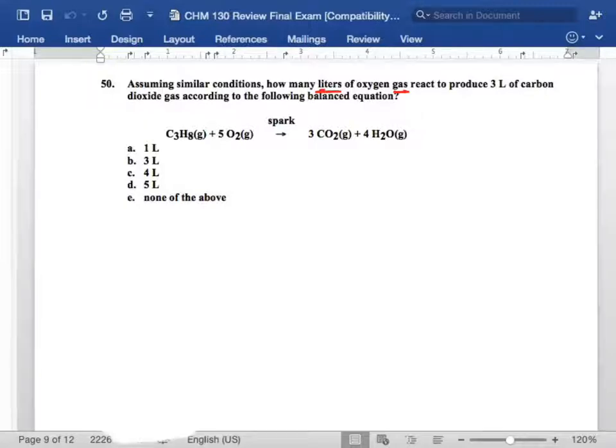Liters in gas, which should suggest what? We want liters at the end, so that could help us out. Liters in particular of oxygen gas, so I could write O2. Because it is a gas, what could I potentially be using? Right, we could use the ideal gas law.